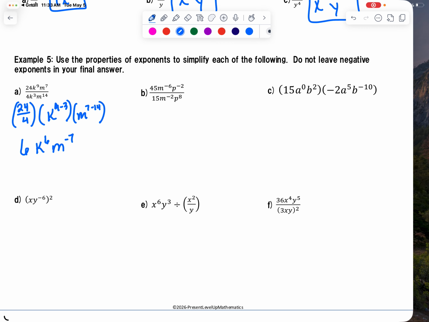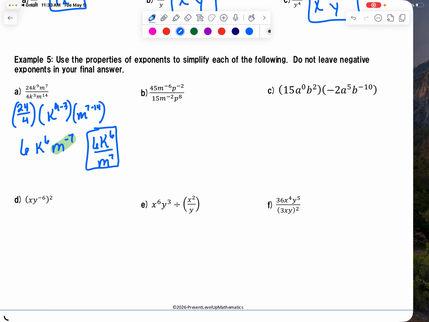However, the instructions said do not leave negative exponents in our final answer. So because this part of our term has a negative power, we must move it to the denominator. So this would be 6k to the 6 power over m to the positive 7 power. Remember, when you move it to the denominator, you change the sign.